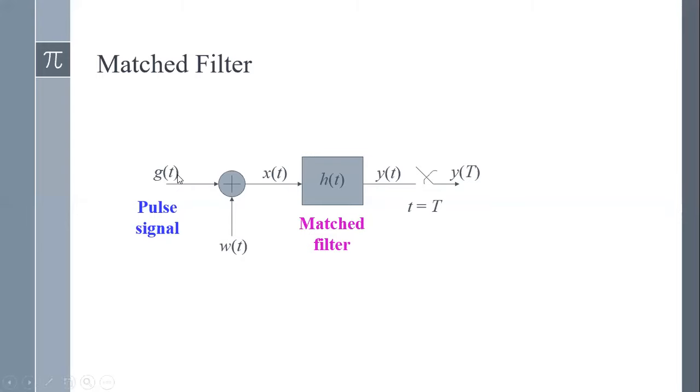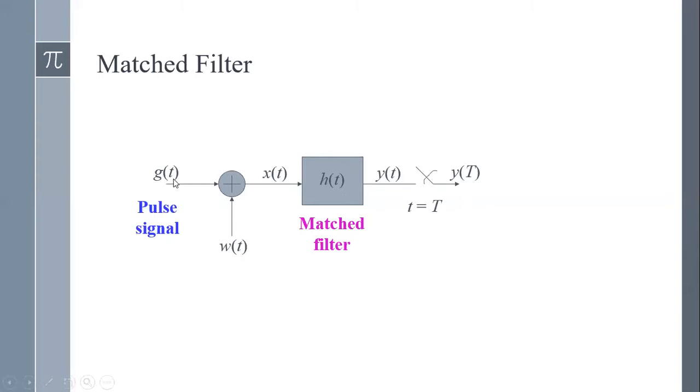Okay, now this is the block diagram that we will be considering for deriving this value of h of t. Please pay attention to the derivation part, because it is a very long derivation and you have to understand each and every step very clearly. So first step: I am sending a pulse signal g of t.